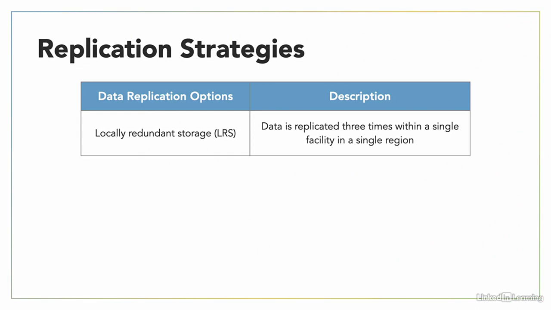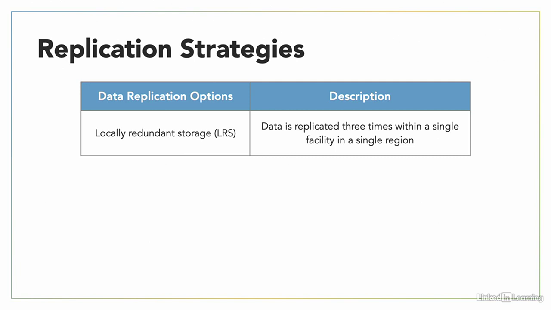Locally Redundant Storage, LRS. LRS is the lowest cost replication option and offers the least durability compared to other options. If a data center level disaster, for example fire or flooding occurs, all replicas may be lost or unrecoverable.